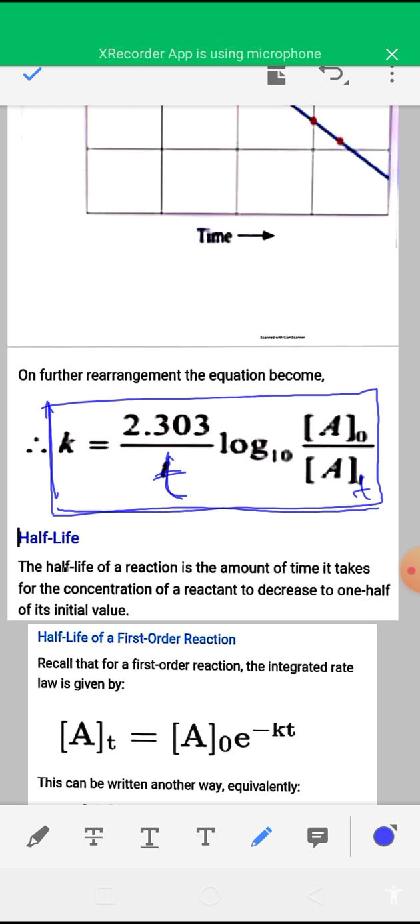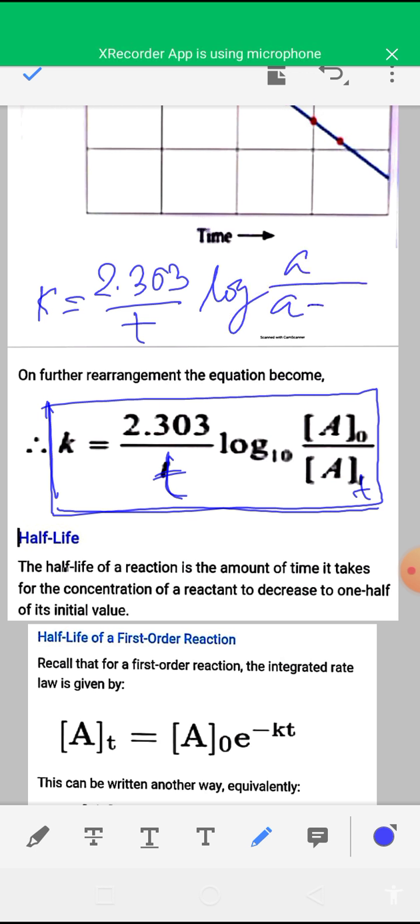Okay, and you can also write this equation like this: K is equal to 2.303 by t log a by a minus x, where a is the initial concentration of reactant, and suppose x amount of product is formed, then the concentration of reactant after time t will be a minus x.